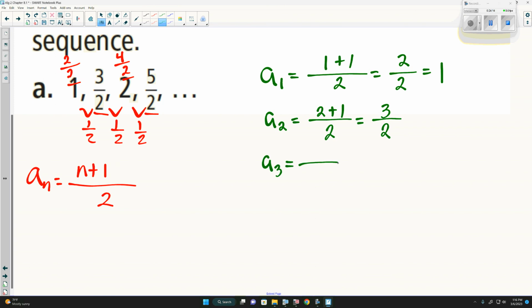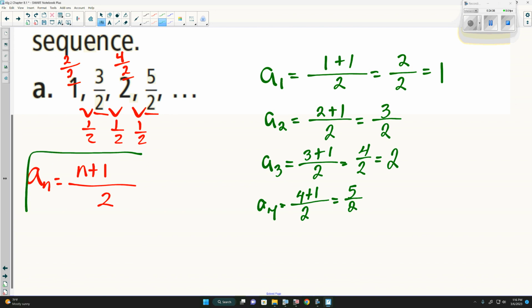A sub 3 would be 3 plus 1 over 2, which would be 4 over 2, which is 2, which is the correct middle term that we wanted. And lastly, 4 plus 1 over 2. Those are all the ones we wanted, so our rule for this here is n plus 1 over 2. Any questions on these here?